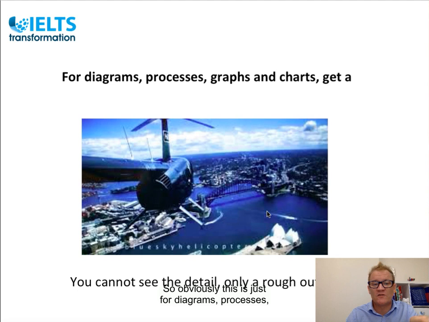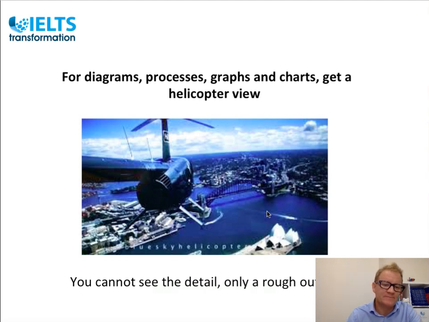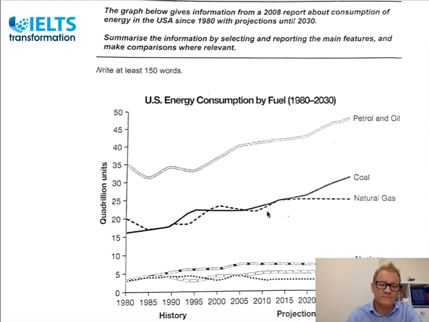So obviously this is just for diagrams, processes, graphs and charts, not for tables because they are just numbers, so you can't do that. So here's the one I mentioned earlier, look. The graph below gives information from a 2008 report about consumption of energy in the US since 1980 with projections until 2030.